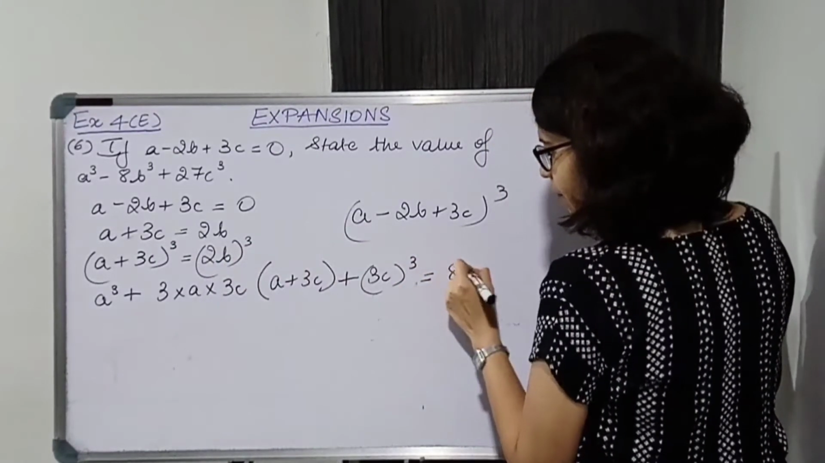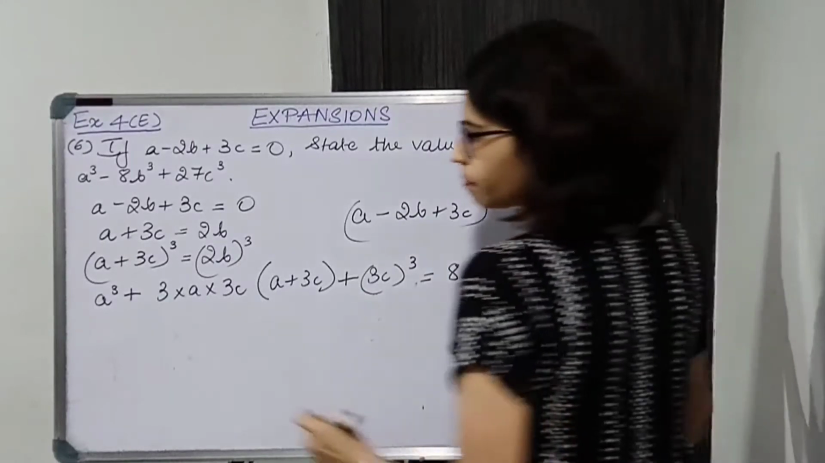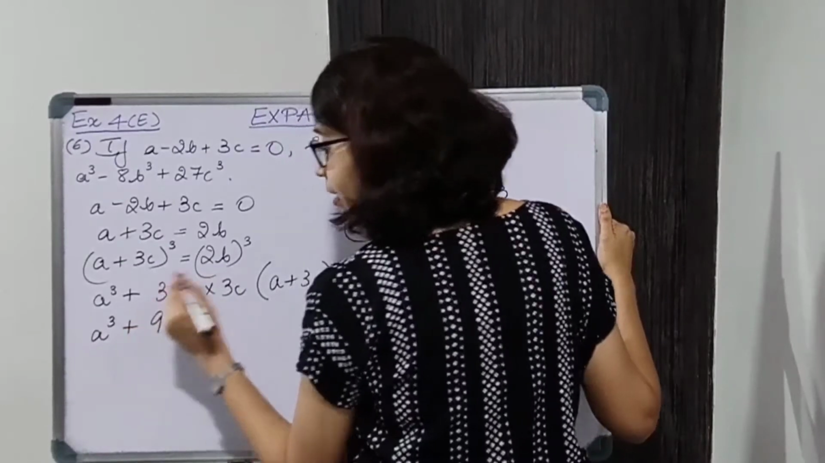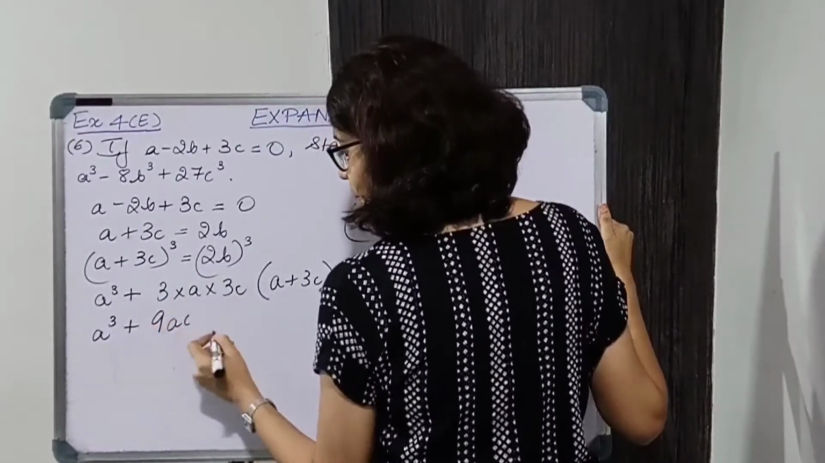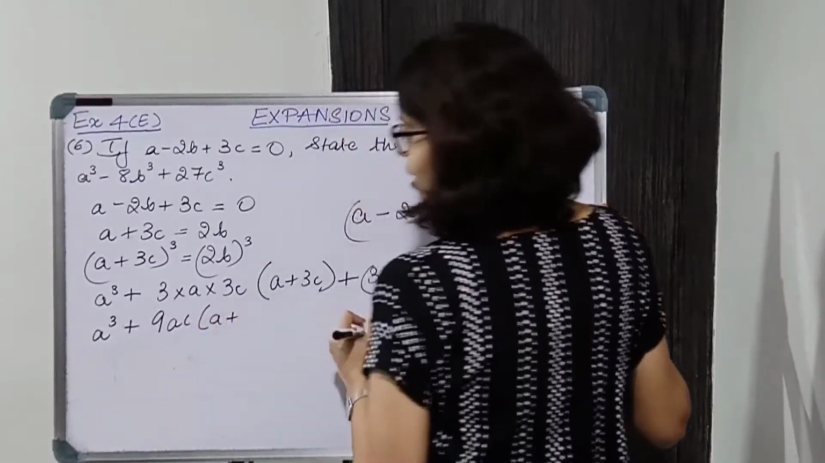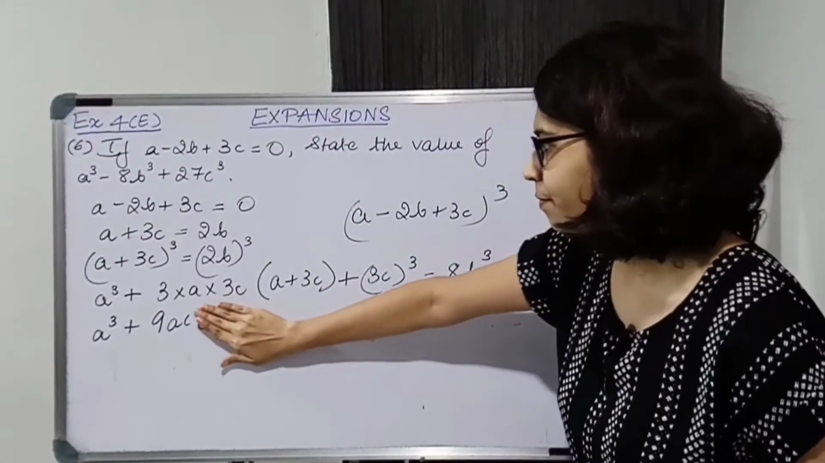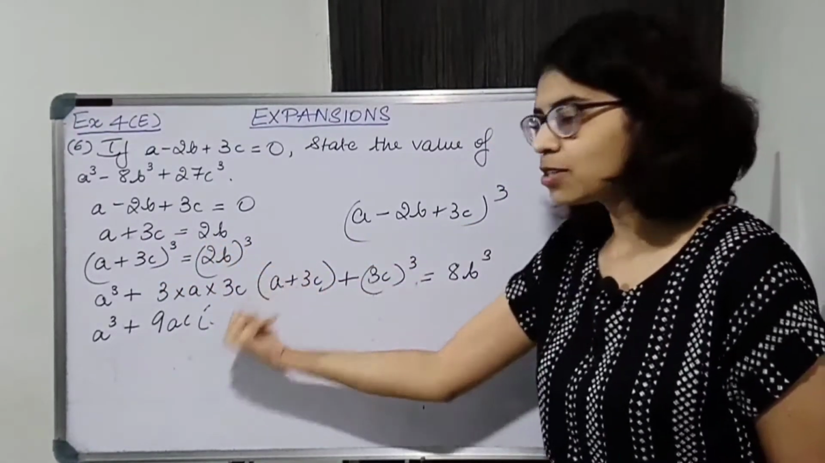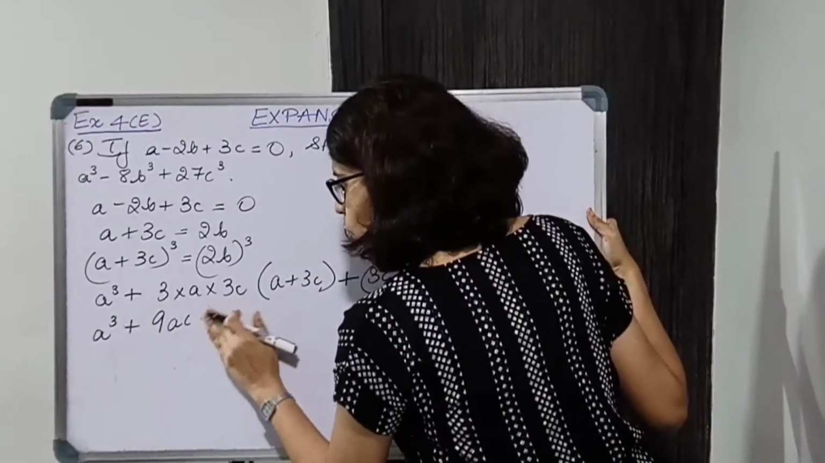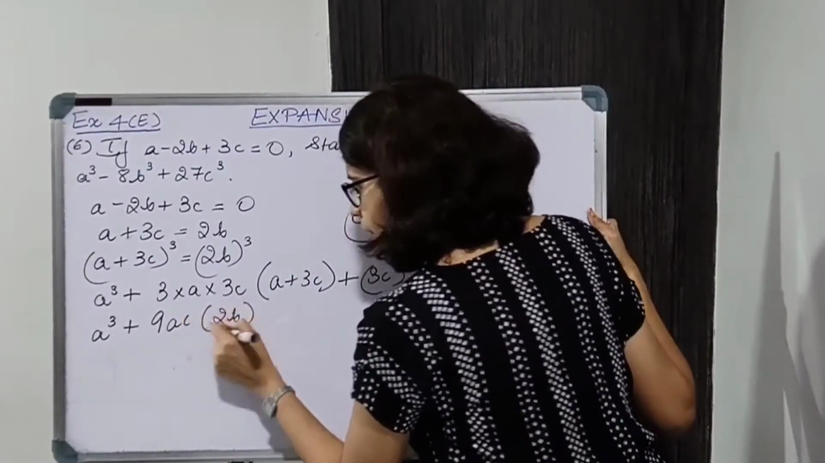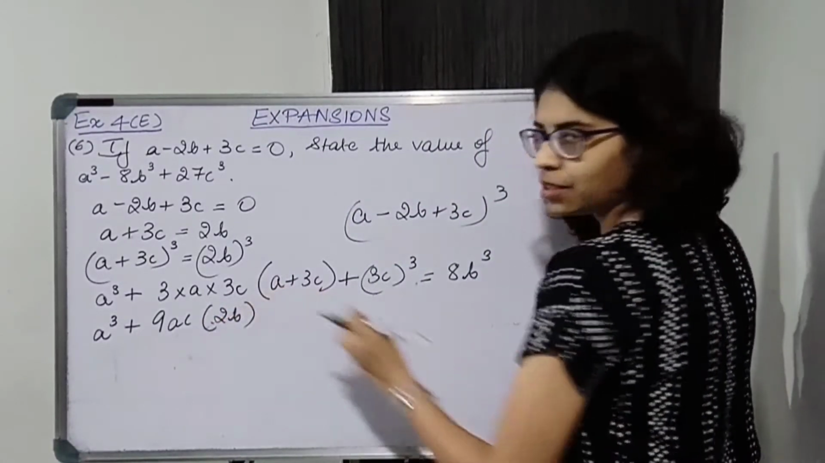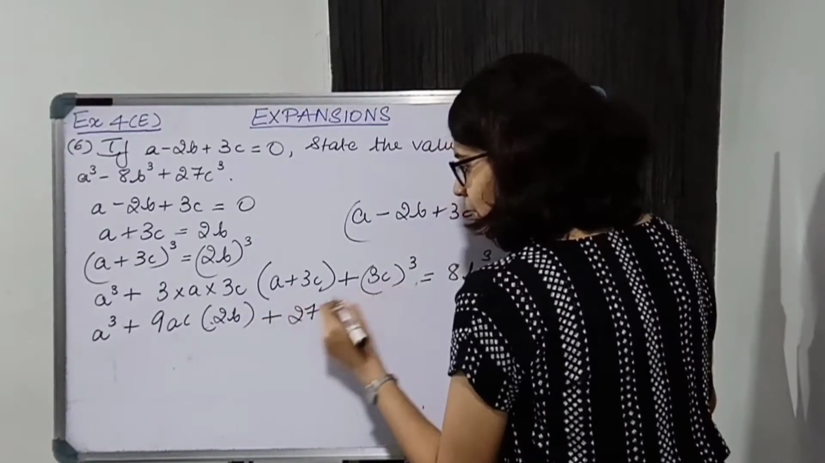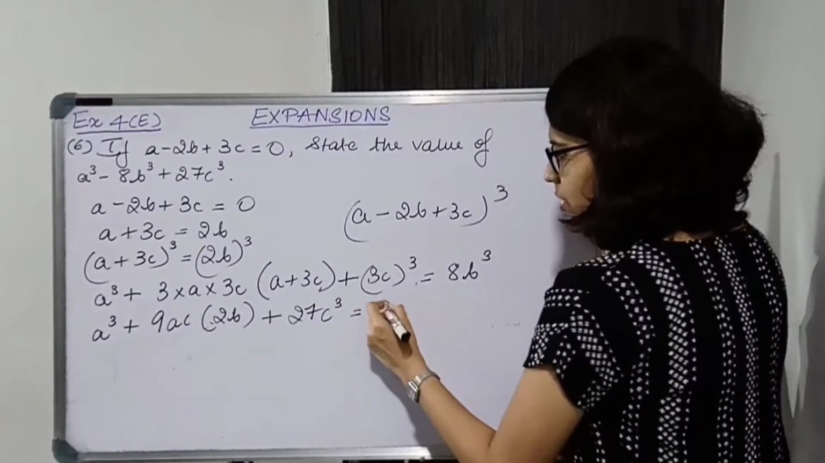2 cubed is 8, b cubed is b cube. Okay. So a cube plus 3 3s are 9. Multiply the numbers first. A into c gives ac into (a plus 3c). Now students, a plus 3c is equal to 2b. So I can write it as 2b over here. So what I'll do is I'll write 2b in place of a plus 3c, okay, plus 3 cubed is 27, c cubed is c cube, okay, is equal to 8b cube.